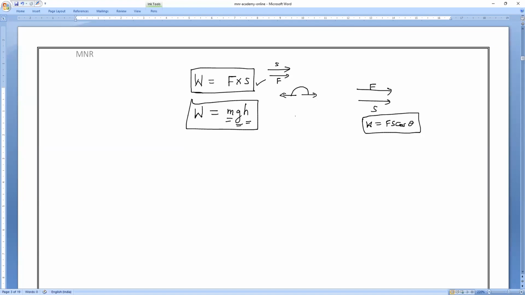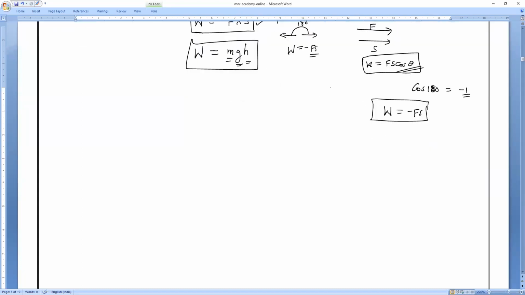If it is the opposite direction, what is the angle between them? 180. So we can say work is equal to minus Fs. Or else you can simply say Fs cos theta. So cos 180 will become how much, everybody? Cos 180 will become minus 1. So that finally will become minus F into S. Am I right, guys? Please respond. Everybody, clear? Yes, sir.